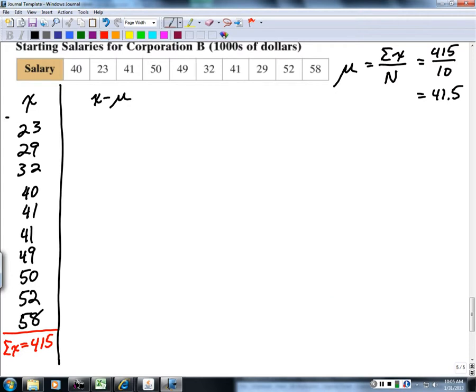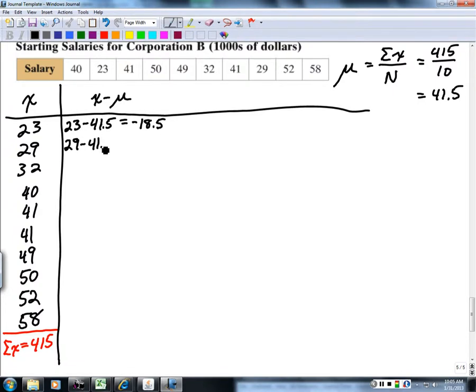So, this first column is x minus mu. So that's 23 minus 41.5, which is going to be equal to negative 18.5. Notice that it is a negative number. Then the next one is going to be 29 minus 41.5, which is equal to negative 12.5. Then we'll do 32 minus 41.5, which is equal to negative 9.5.